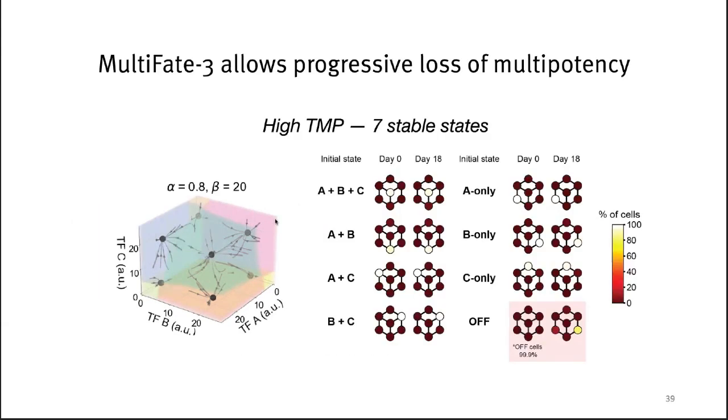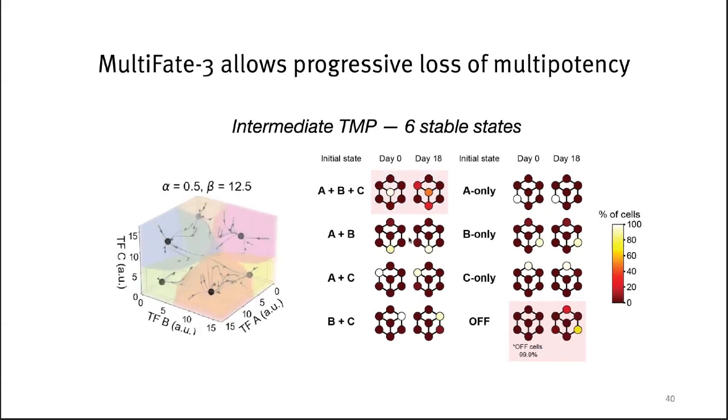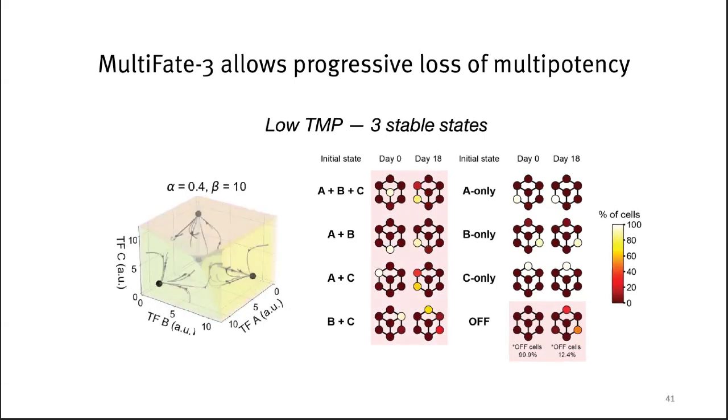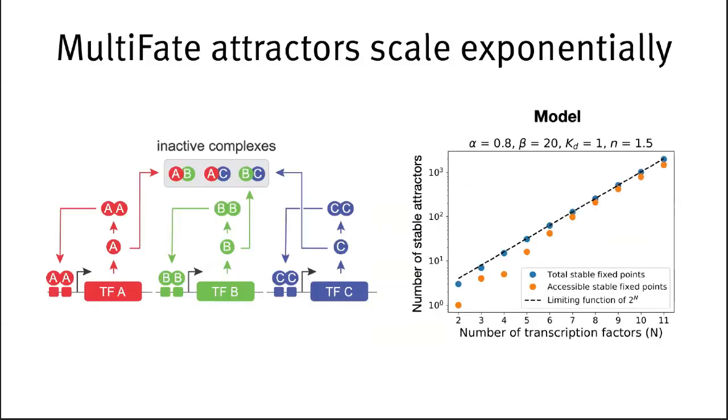So we can do that experimentally. We can progressively go down. Here we see 7 stable states at high trimethoprim. If we reduce that, we've gotten rid of the ABC state, but we still see stability in the other states. And if we go even lower, then we've destabilized all of the states except the A only, B only, and C only. So now we've progressively reduced the degree of multistability in the system. It recapitulates something like that progressive commitment.